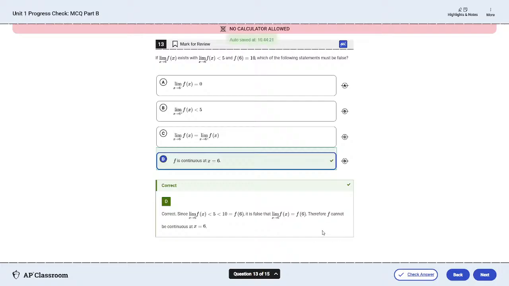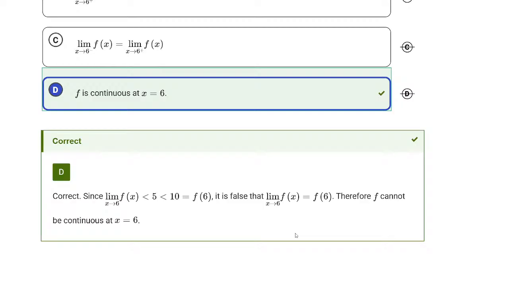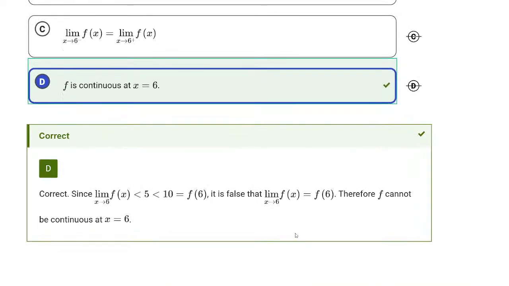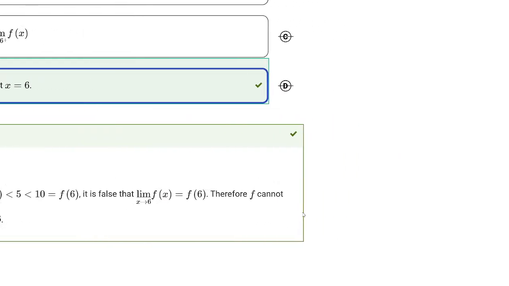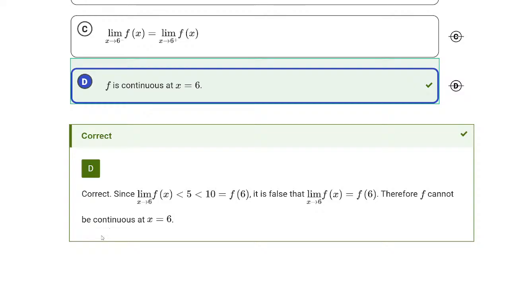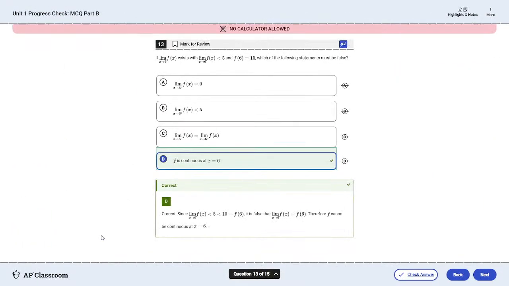But okay, D, let's look at why D is the correct one. Correct, since limit as x approaches 6, f of x is less than 5, is less than 10, and equals f of 6. It is false that the limit as x approaches 6, f of x equals f of 6, therefore f cannot be continuous at x equals 6.